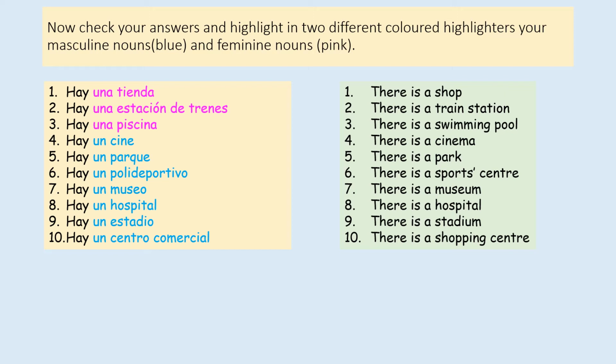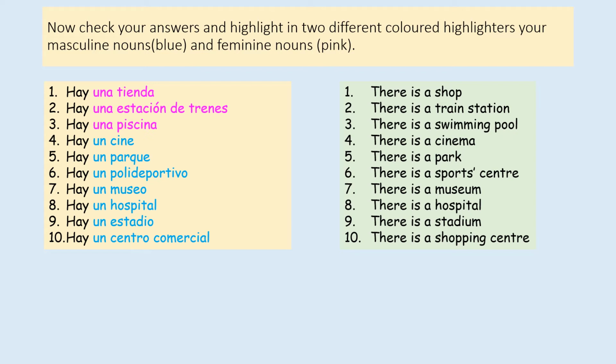So, número 1, hay una tienda, there is a shop. Número 2, hay una estación de trenes, there is a train station. Número 3, hay una piscina, there is a swimming pool. Número 4, hay un cine, there is a cinema. Número 5, hay un parque, there is a park. Hay un polideportivo. Número 6, there is a sports centre.